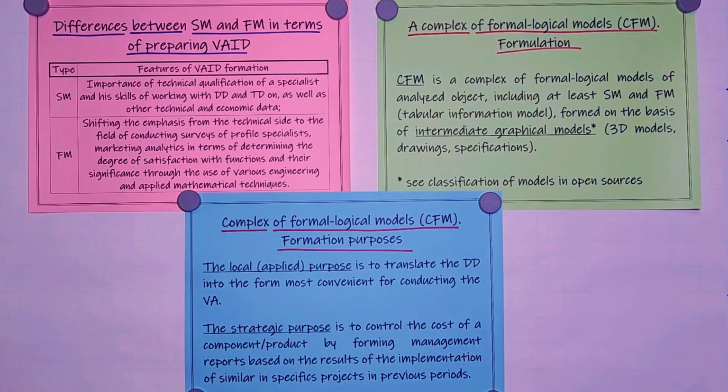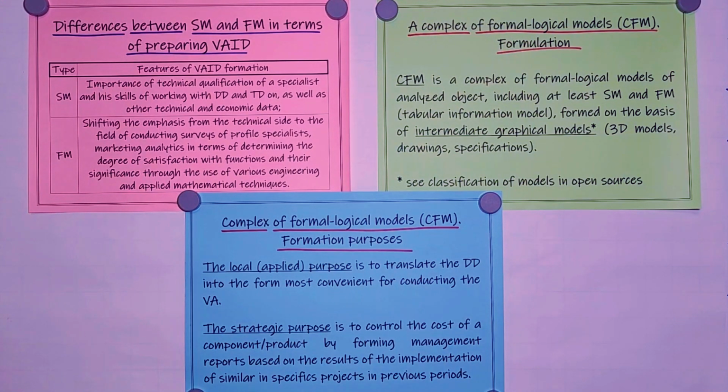Intermediate graphical models are mainly of applied value and other initial data for the formation of a complete complex of functional models.